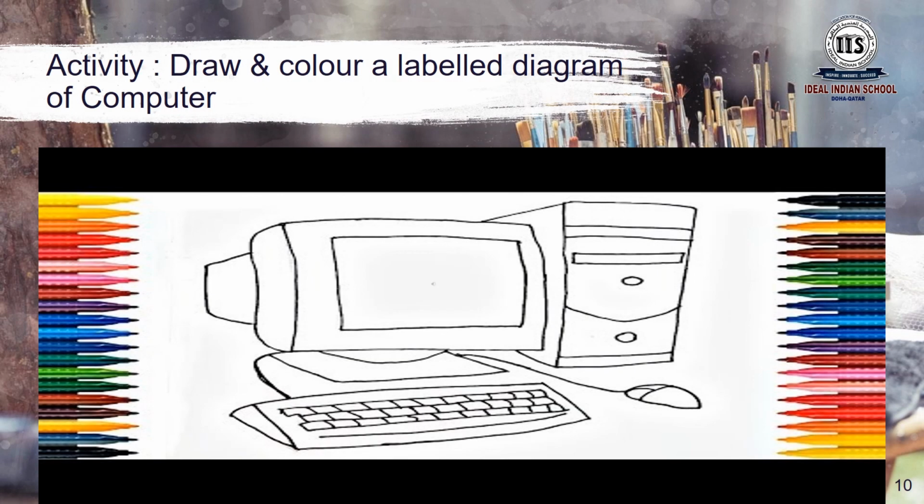Now you have to do an activity. You have to draw and color a labeled diagram of computer. And you have to mark the input, output and processing units.